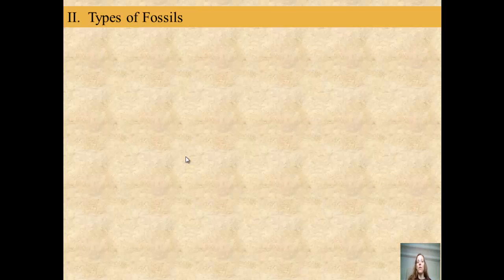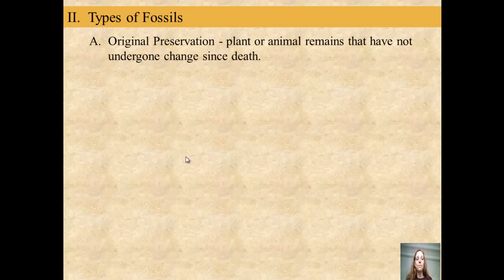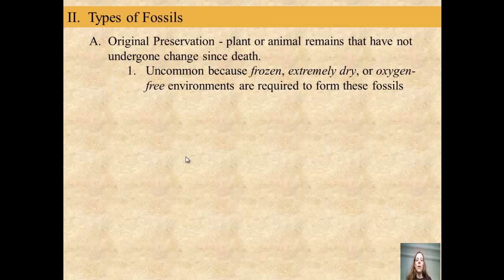So there are different types of fossils that paleontologists and archaeologists are looking at. Original preservation fossils are fossils where the plant or animal remains have not undergone change since death. These types of fossils are very uncommon because what it means is that the organism became frozen, or the environment was extremely dry, or it was oxygen deprived. These types of environments prevent organic matter from beginning to decay, thus creating original preservation fossils.